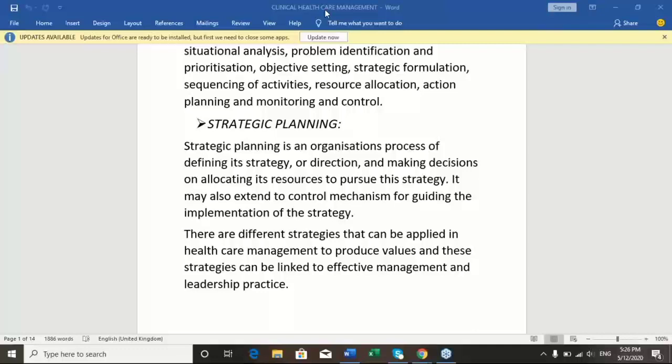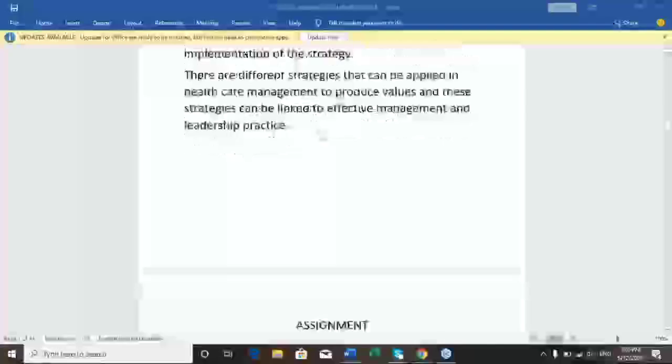Also talk about two major types of planning, that is strategic planning and operational planning.